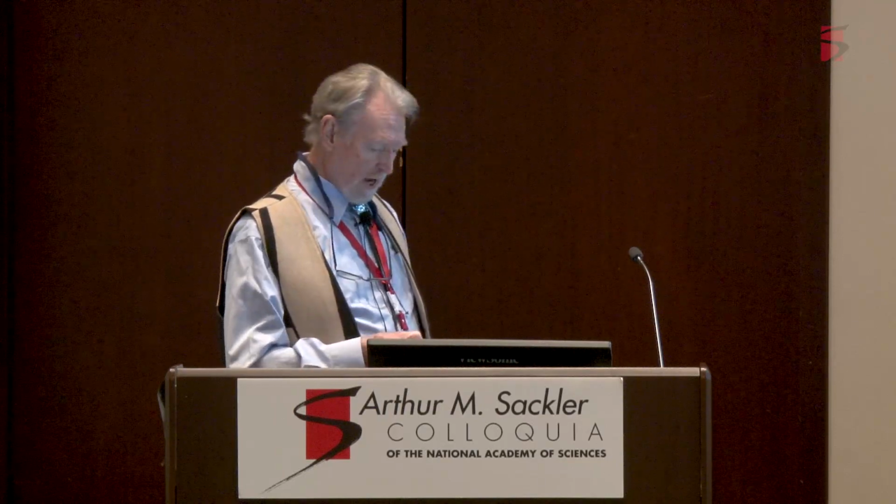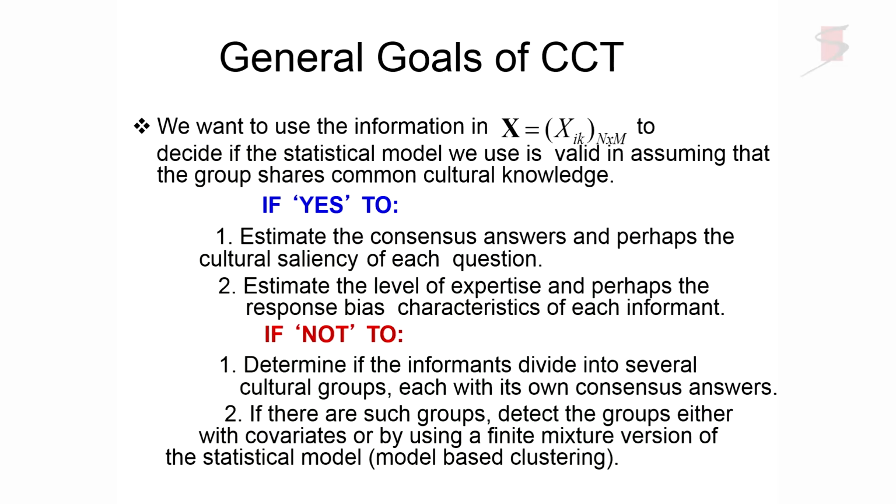And if we don't have evidence that the model is signaling a single culture, then we want to determine if the informants can be divided into several subgroups, each with its own consensus answers. And if the evidence is okay for that, and I'll show you how we decide that, then we want to detect the groups, either using covariates or, more interestingly, I think, using a finite mixture model version of the cultural consensus model to estimate things.